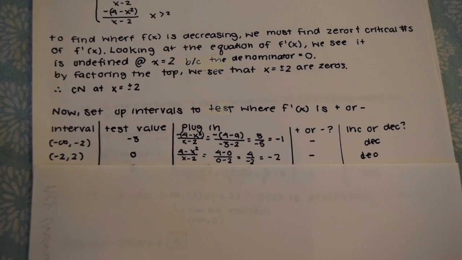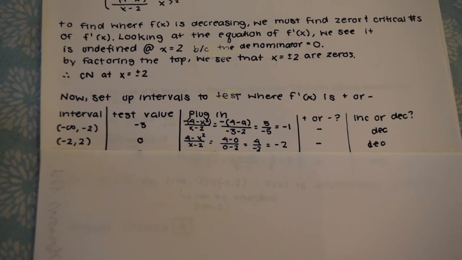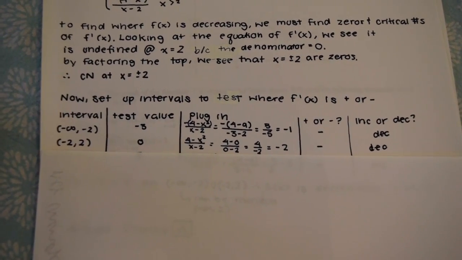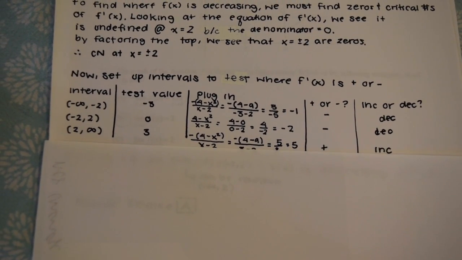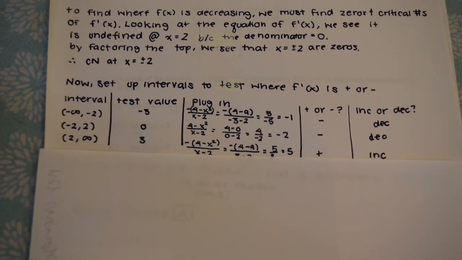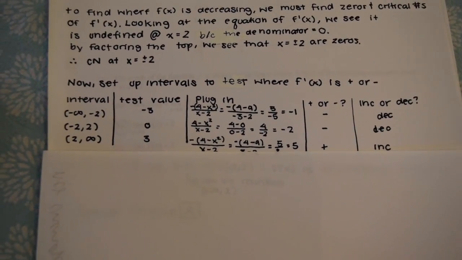The next interval is negative 2 to 2, and our test value is 0. Plugging this in, we get negative 2 as our answer, so f is decreasing on this interval as well. Our final interval is 2 to infinity, and our test value is 3. When we plug this in, we get 5, which is positive, so f is increasing.